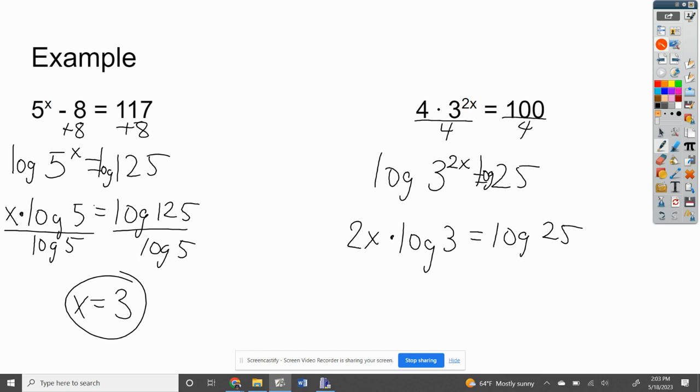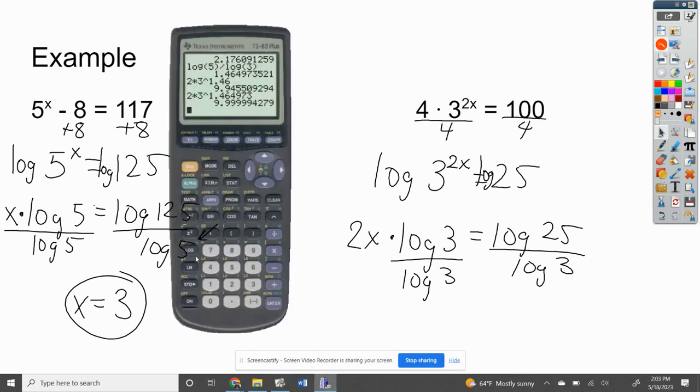All right, now I'm going to do the same step I did in this first example where I divide off whatever's with x. So right now it's log of 3. All right, so let's go ahead and figure out what that number is on the right side. Log 25 divided by log 3. 2.9299. And that's estimated. You could go out some more decimal places if you wanted to.